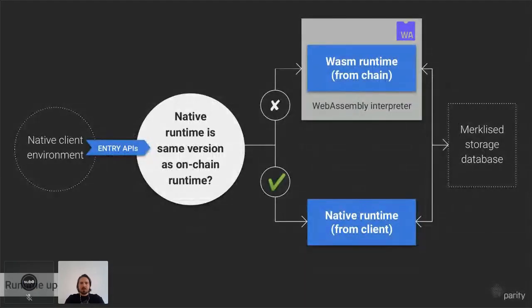So how does our node select which one to run? Basically it's quite easy. It will check which one of the versions is newer. So if we are using a newer version in the WASM runtime, it will execute the WASM runtime. If we have the same version in native runtime as in WASM, then it will basically execute the native runtime, because it's always much, much faster to execute native code than executing WebAssembly code.